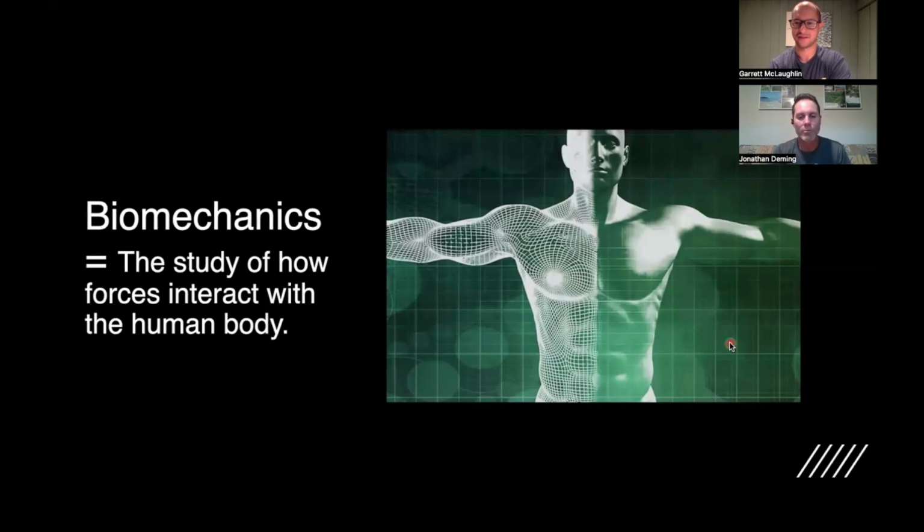So we're giving some force. We want to produce some force to make us run fast, propel ourselves through the air, but then we also need to react to that force. So that's where the biomechanics is.